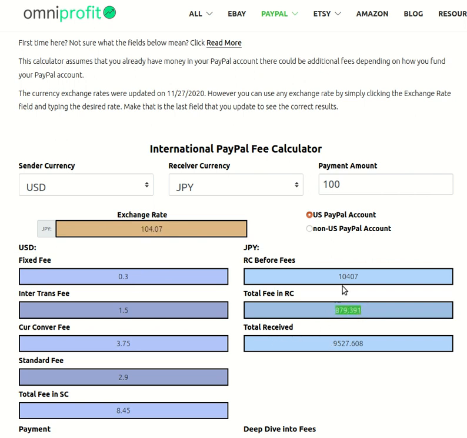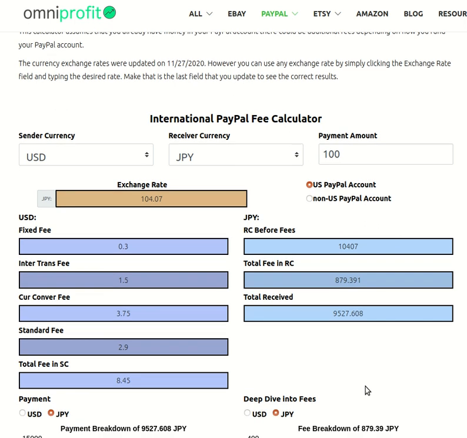And the last number is the two subtracted. And this is the total amount received. And so if you really don't care about all the details, you could just look at this field right here. And this would tell you the amount received in the receiver currency, which in our case is Japanese yen.